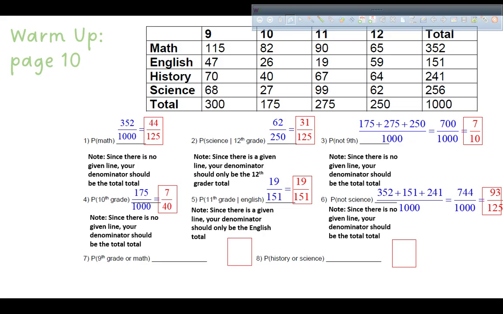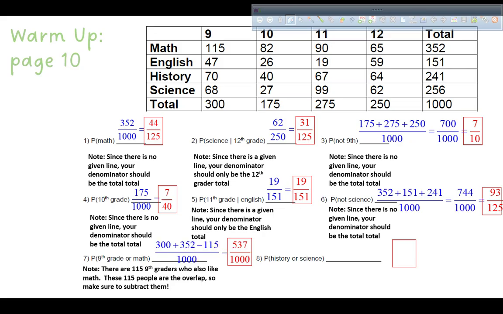So when I see the word or, like I do for 7 and 8, I have to ask myself if these two things can happen together. If this survey is taking a survey of people in the school and then what their favorite subject is, are there 9th graders who could pick math as their favorite subject? Yeah. So this is an overlap. So I'm going to take the 9th graders, 300, plus all the math people, 352. And subtract the 9th grade math people. How many people are 9th grade math? What's the overlap number? 115, where they meet, okay? So I'm doing 300 plus 352 minus 115.